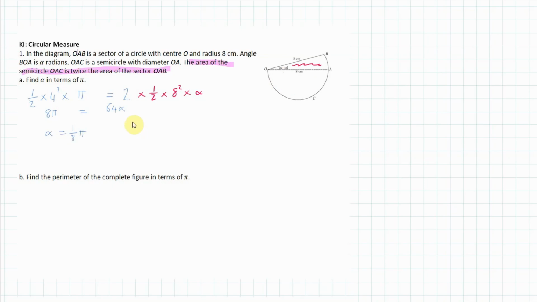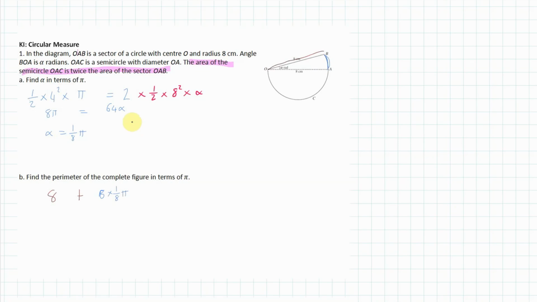Okay, so if we're thinking now about the perimeter, we've got this bit here, which is 8. That bit there is 8. Plus, then we've got this bit here, which is an arc length. Now arc length is r theta. So here it's just going to be r times alpha, and we've already found out what alpha is. So what's r? r is 8. So 8 times 1/8 pi.